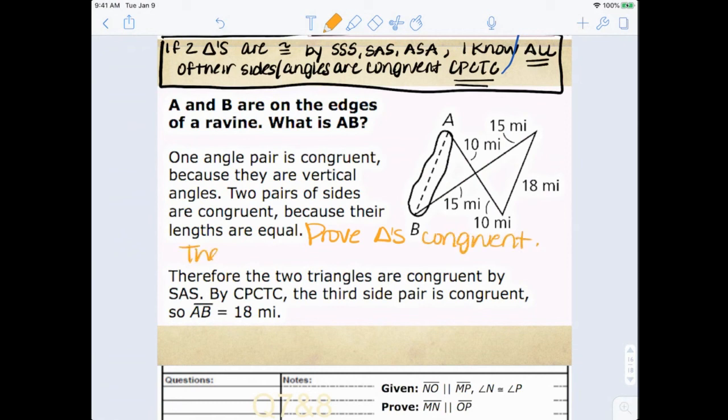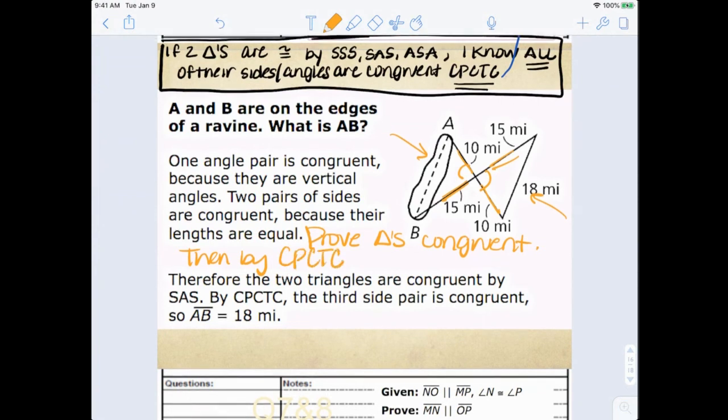And then, because even so, we're given a side here, side here, side here, side here, angle here, angle here. I was never told that these two were the same yet, but we know they are by CPCTC, because all of the corresponding parts of congruent triangles are also congruent. So that's how we know that AB is 18 miles long.